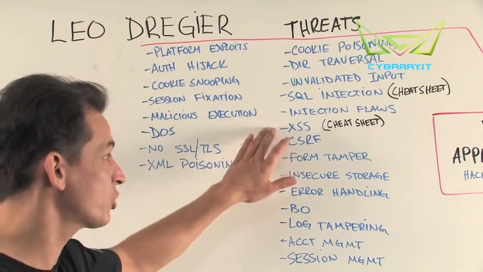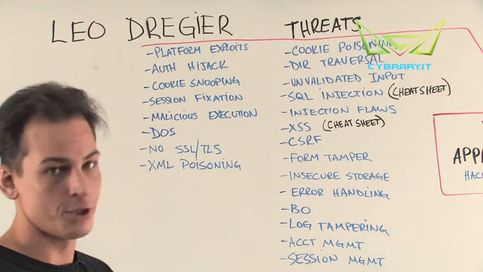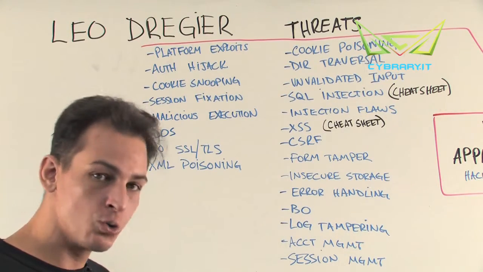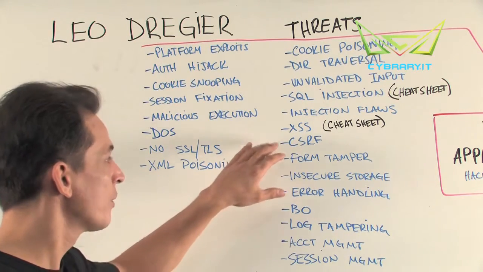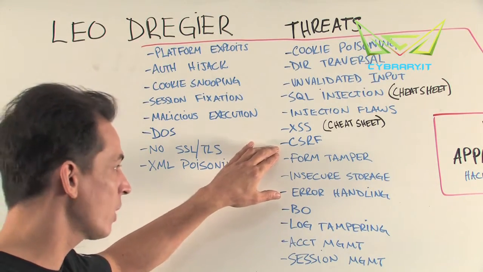Same thing with cross-site scripting. You want to know what they look like? There's plenty of cheat sheets out there. Use them. It's a great way to kind of keep a lot of information on the tips of your fingers. Cross-site request forgery, we've already talked about.